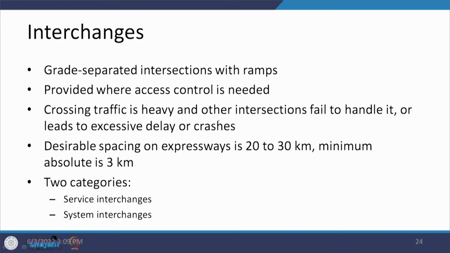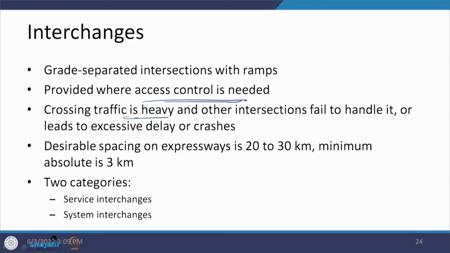So, these grade separated intersections with ramps are provided where access control is needed, and when access control is provided, it means no cross movements or conflict movements are there. They are also used when the crossing traffic is heavy and other intersections fail to handle it, or lead to excessive delays or crashes. Then also we should go for these interchanges.